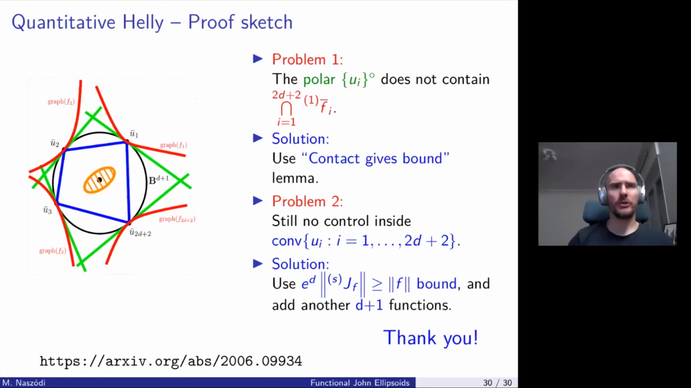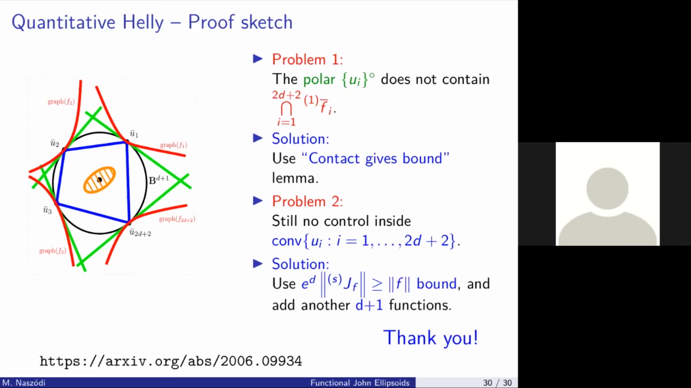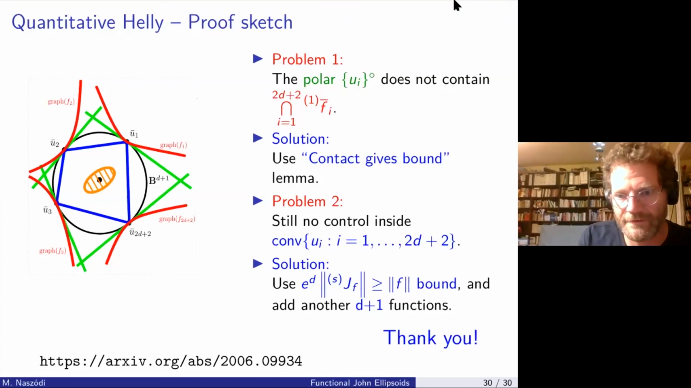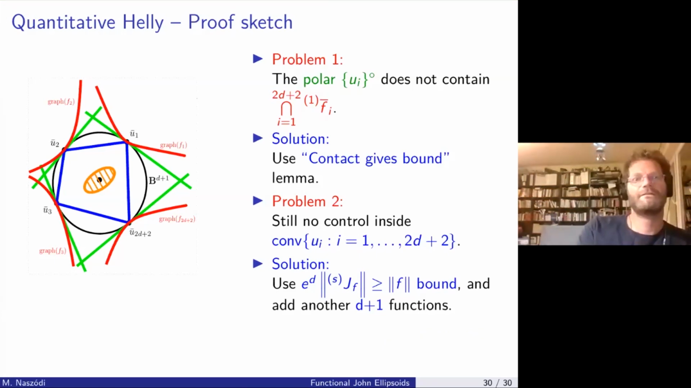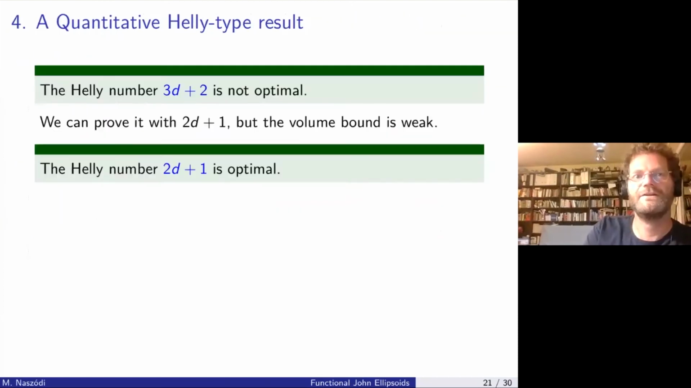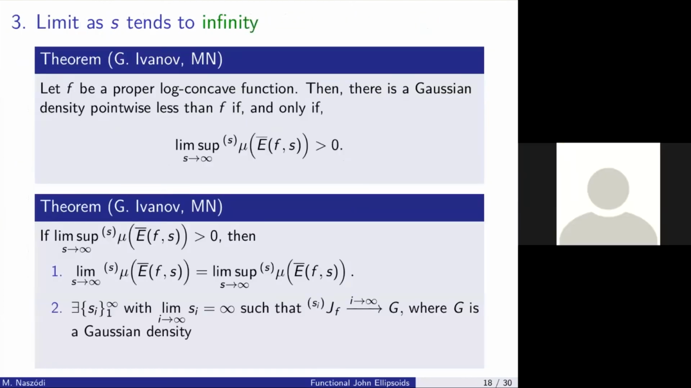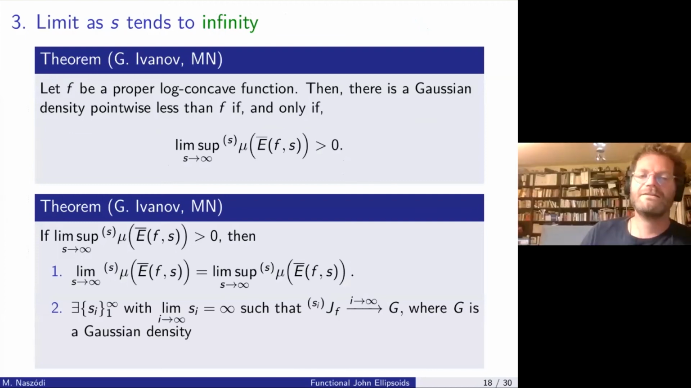Okay. Any other questions? Yes. I had a question about the part where you were talking about the limit as S goes to infinity. Do you understand well which Gaussians you can get by these limits? That's an interesting question. Do you mean, if we have multiple maximum volume Gaussians?